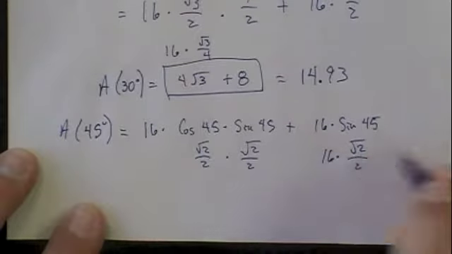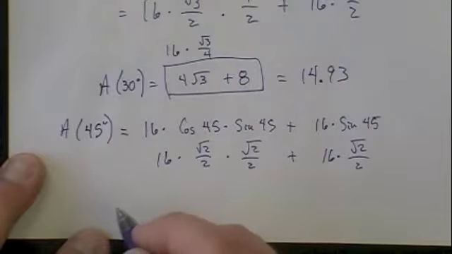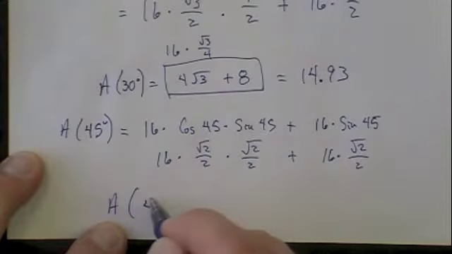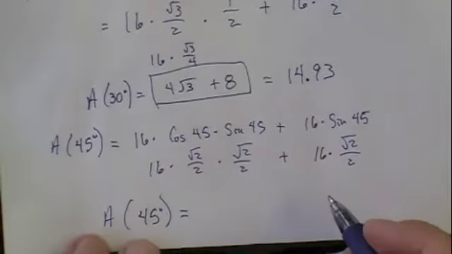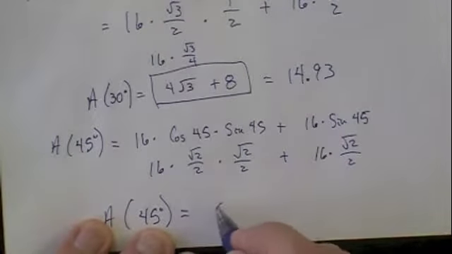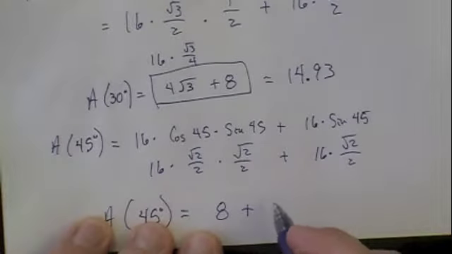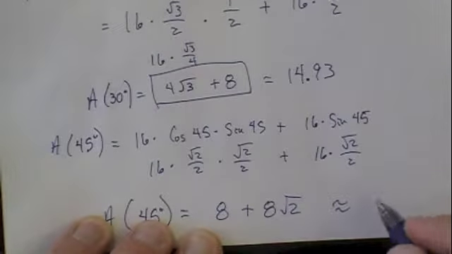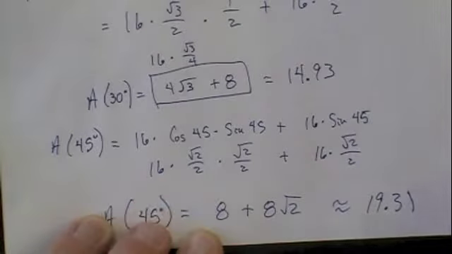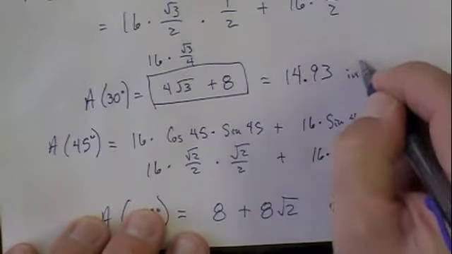So here we have 16 times that value, and here we have 16 times both of them. So then we can find that the area of the trapezoid, when our angle is 45 degrees, would be equal to 8 plus 8 square root 2. That would be approximately 19.31. Of course, on both of these we're talking area, so this is going to be square inches.